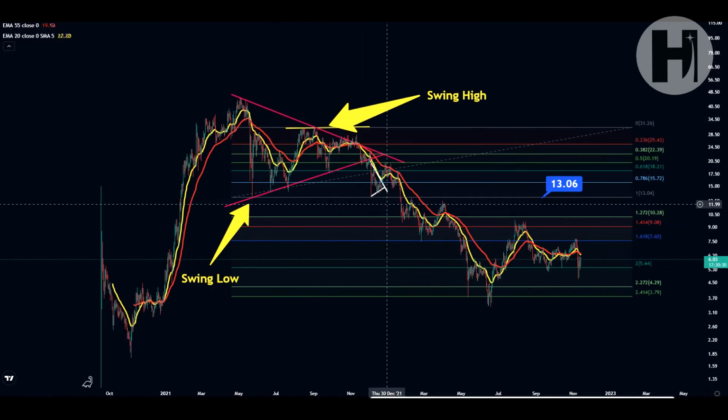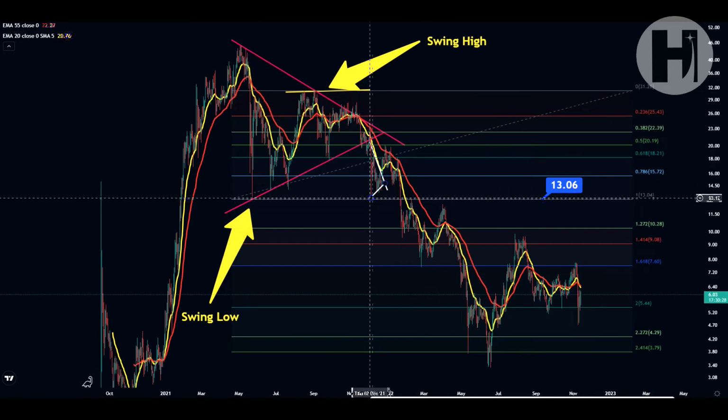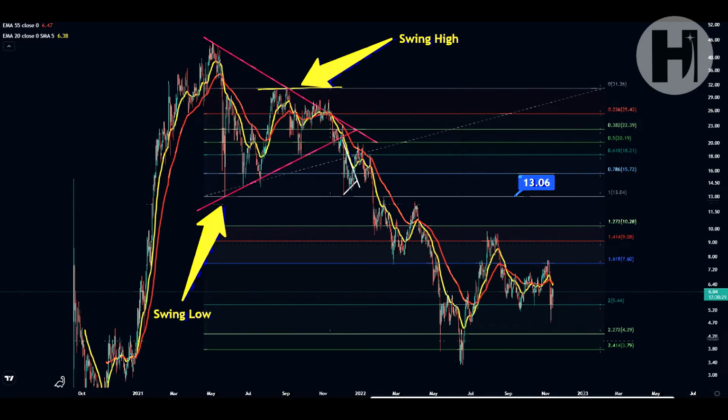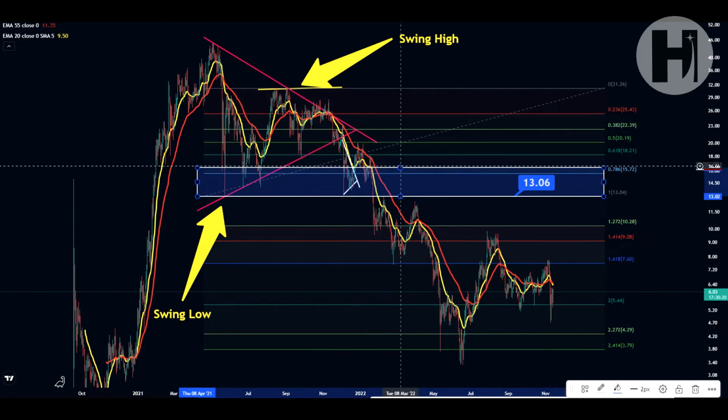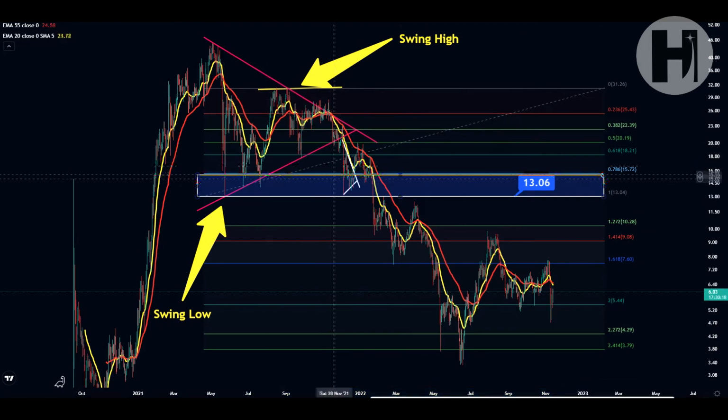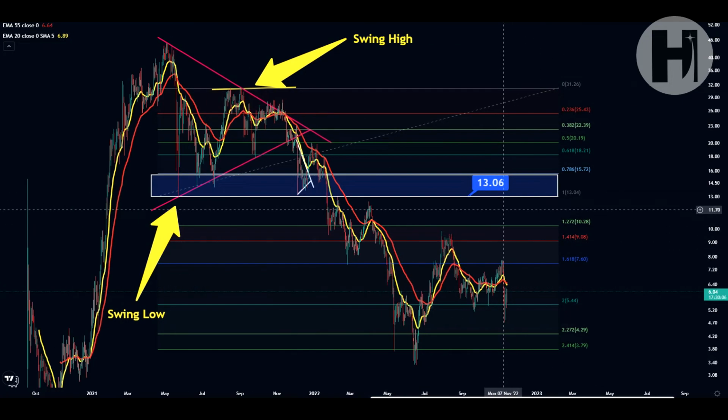$13.06. Actually, we also retested this level back here in December of 2021. So this is a pretty significant level for us to retest. I would say this area here, because this was a major support level. We held it as support for multiple months, and then we lost it in January, and we never saw that retest of resistance. So potentially that could happen if we see a major relief rally.